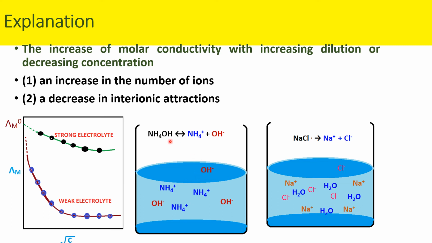So at a low dilution, the ionization is incomplete, so the number of ions increases and a decrease in interionic attractions occurs. At very high dilution, interionic attraction becomes negligible and the conducting capability of ions increases. So the molar conductivity increases with increasing dilution for both strong and weak electrolytes by increasing the number of ions and decreasing the interionic attraction, that you can see here from the plot also.